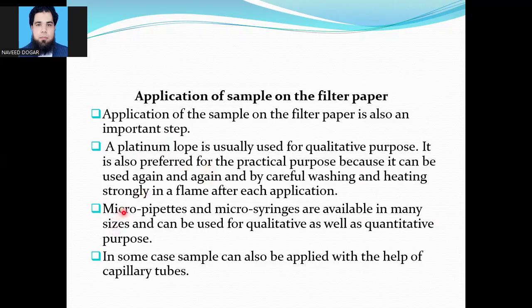The second option is micropipettes and microsyringes. They are also available in very small sizes, and they can be used for qualitative as well as quantitative purposes. And the third option is the use of capillary tubes. Capillary tubes can also be used to apply the sample on the baseline or on the paper.